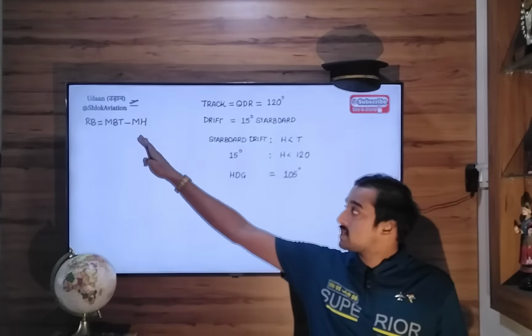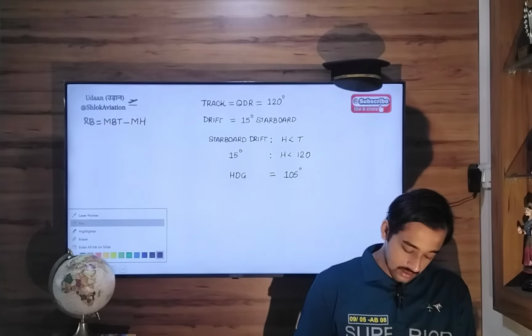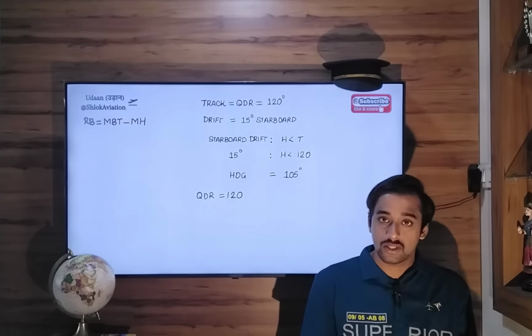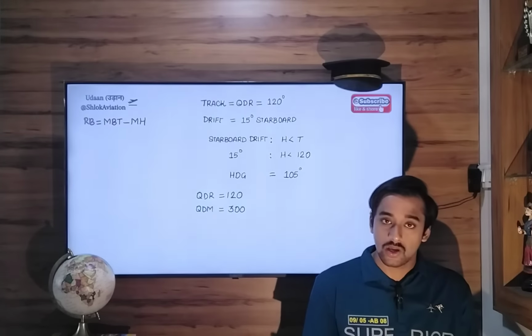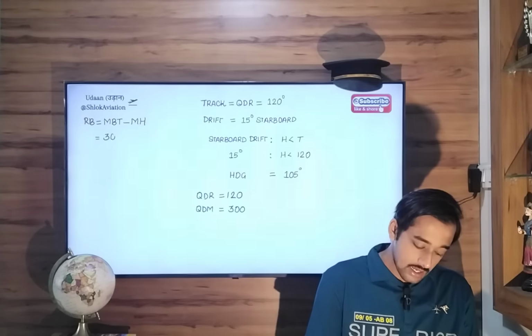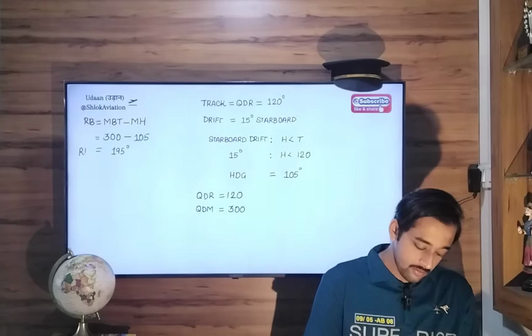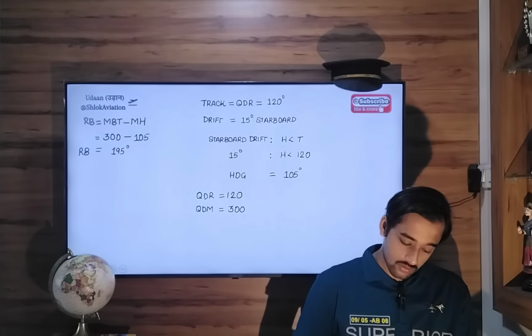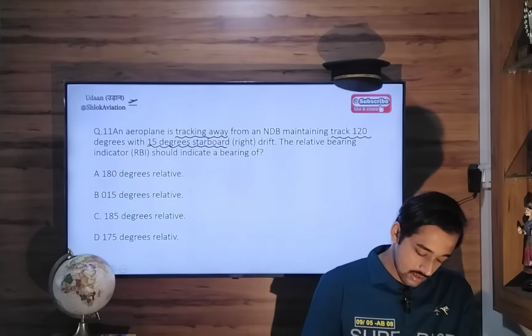But the formula says you need magnetic bearing to the station. What is magnetic bearing to the station? If QDR is 120, QDM, which is magnetic bearing to the station, will be reciprocal 300. So substituting the values, you will get 300 minus 105, which is 195 degree. So relative bearing will be 195 degree. So it should be option C.